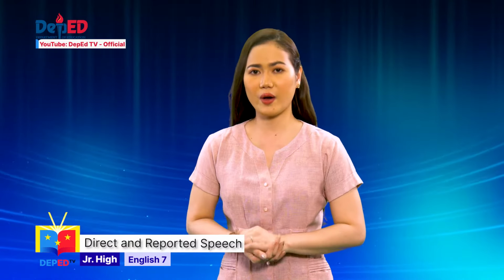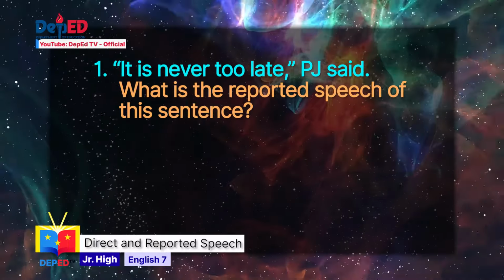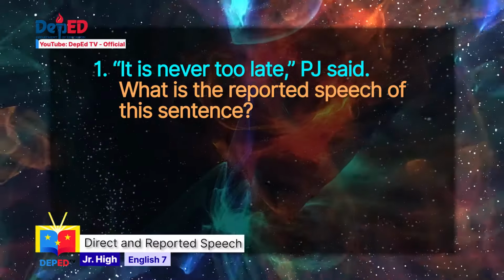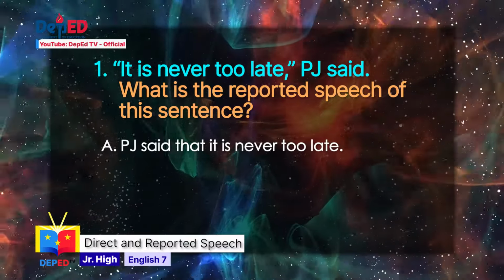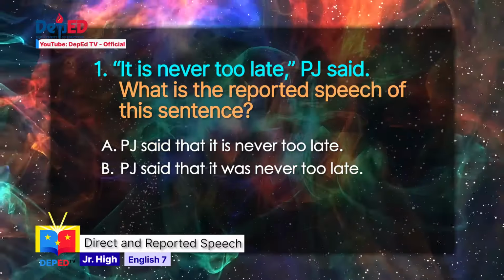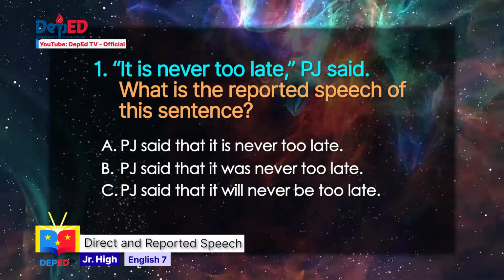Number 1. It is never too late, PJ said. What is the reported speech of this sentence? Letter A. PJ said that it is never too late. Letter B. PJ said that it was never too late. Letter C. PJ said that it will never be too late. Letter D. PJ said that it should never be too late.